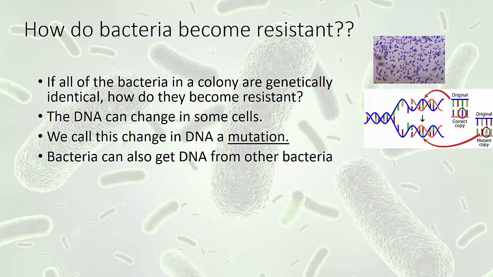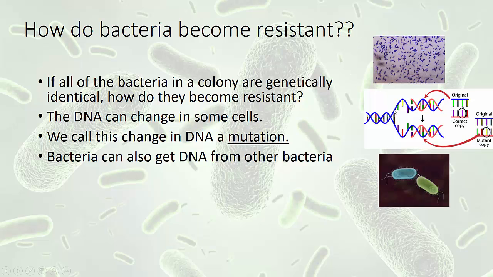Bacteria can also get DNA from other bacteria. It's called conjugation, and here's a picture here. These two bacteria are next to each other and this little tiny bridge forms. This little tube can form and they can share DNA. Now it's not the same as sexual reproduction, but they can share DNA. So this bacterium here might get new DNA from this bacteria here.